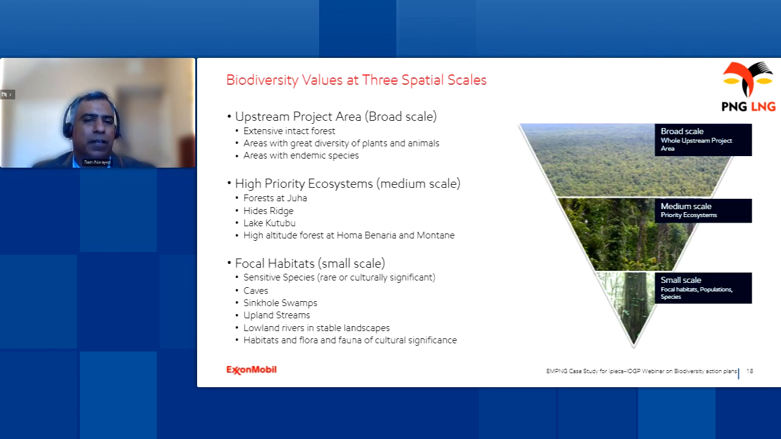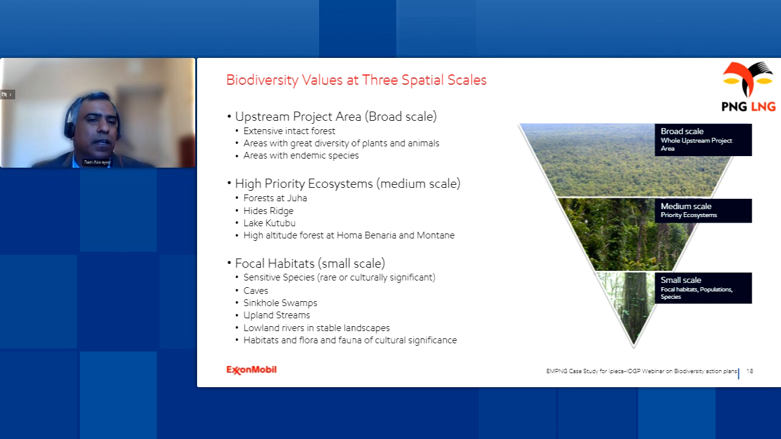Let me give you a brief introduction about the strategy. The strategic approach in biodiversity management for EMPNG was based on identifying the biodiversity values in the upstream areas, as informed by the previous biodiversity studies conducted in the country, the project pre-construction surveys, and other research information obtained through stakeholder engagement. At large scale, it includes the large expanses of intact tropical forests in the upstream areas, which have high floral and faunal biodiversity and species endemicity, and their importance to local communities for resources and cultural and spiritual purposes.